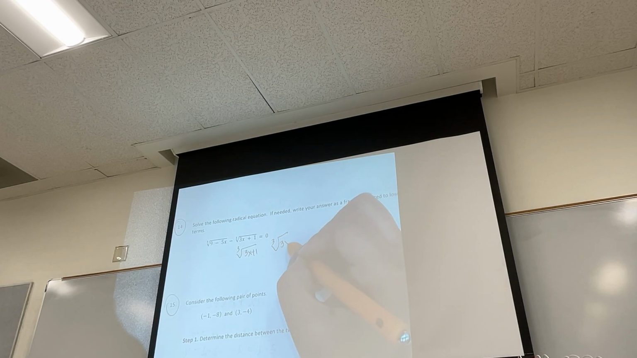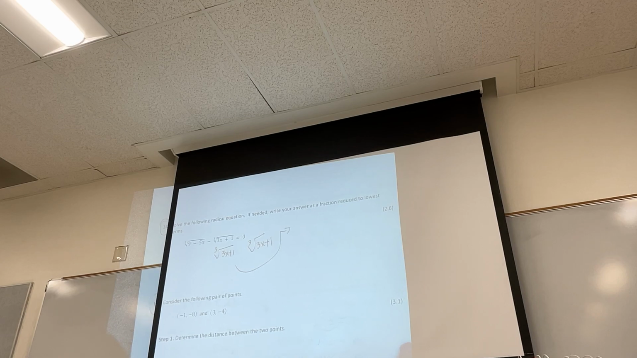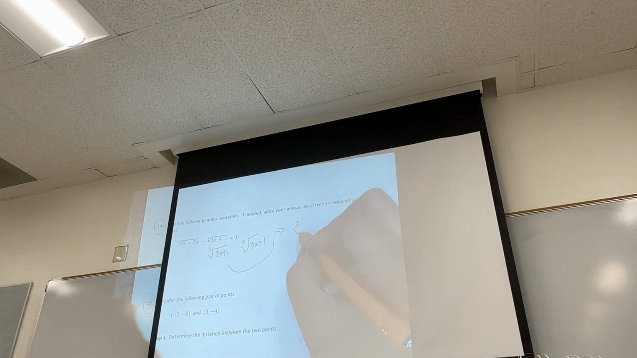Side, so it becomes a positive. And now we have the third root of 9 minus 5x equals the third root of 3x plus 1. That's considered isolated for radicals. If you have more than 2, put them on opposite sides. If you have 1, as long as it's by itself.